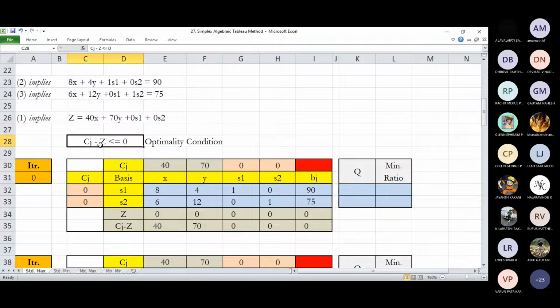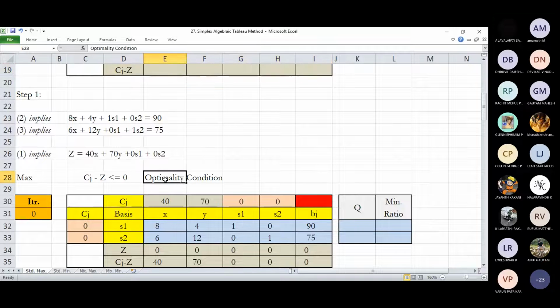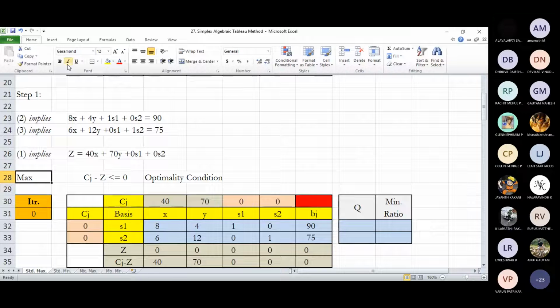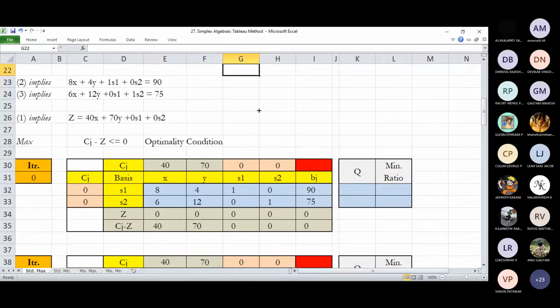So the condition for maximization is Cj minus z is less than or equal to 0. If all the values of Cj minus z are less than or equal to 0, then we have reached the optimal condition for a maximization case. For a minimization case, it is the other way around. If all the Cj minus z values are greater than or equal to 0, then only it is called the optimal condition.